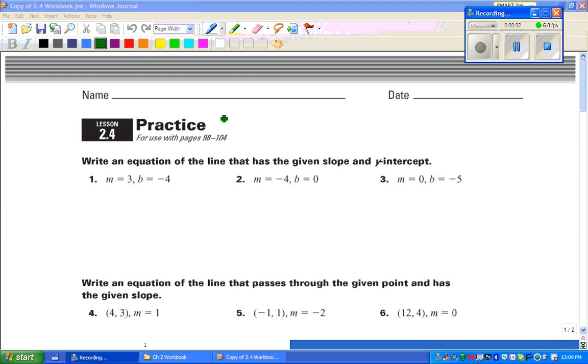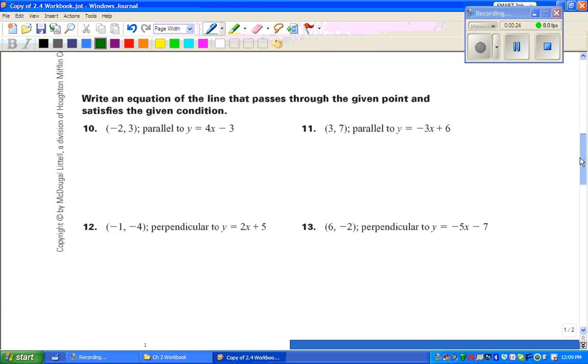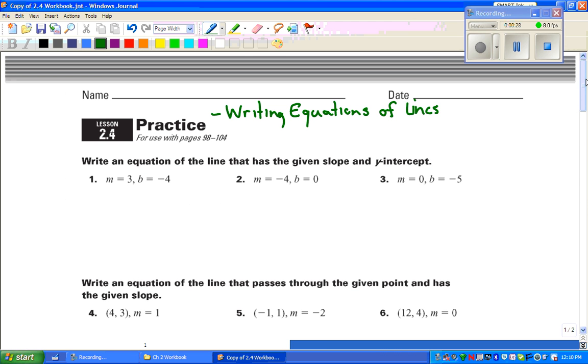Alright guys, today's lesson is section 2.4, and it's all about writing equations of lines. We're going to be doing this lesson out of your workbook. If you go to page 23 in your workbook, you can follow along and do some of the examples with us, okay? So, writing equations of lines.